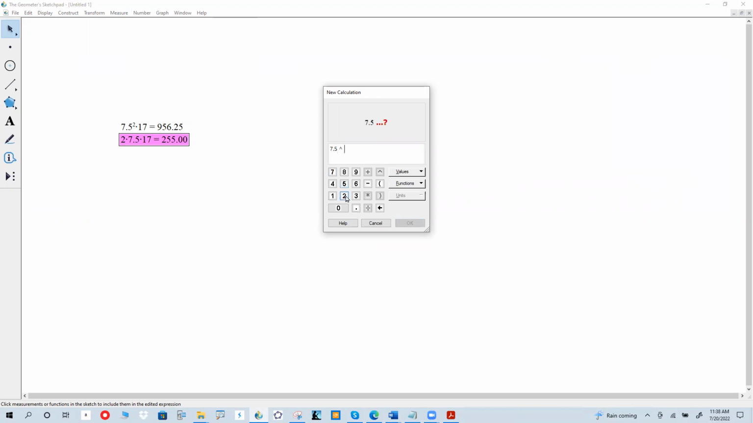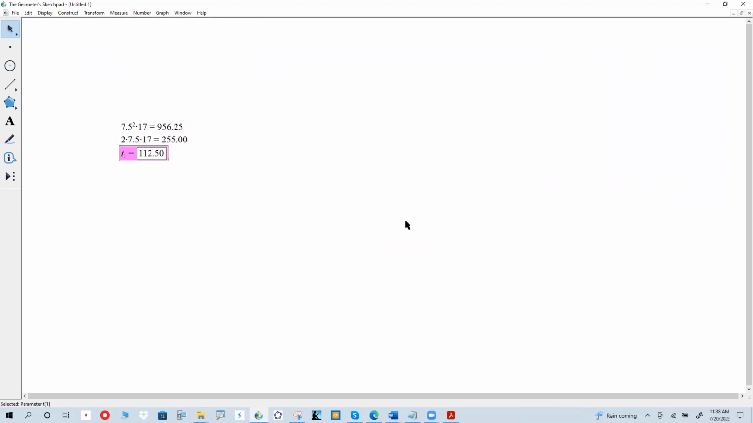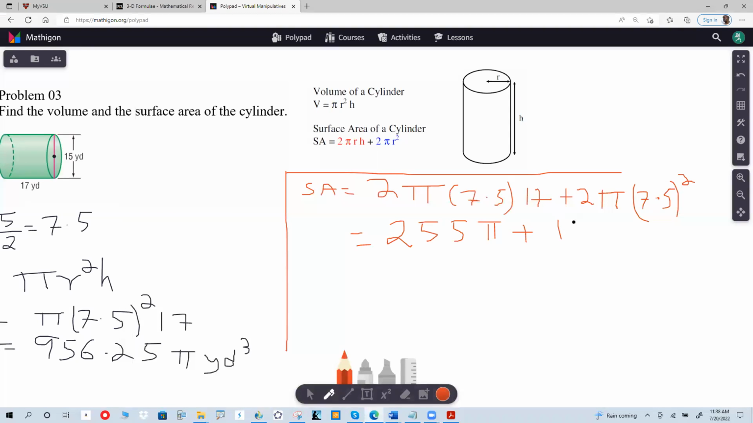0.5 squared times 2. I'm getting 112.5. I'm not going to do anything with pi. Okay. Now, very carefully, I'm going to add 112.5 to 255.